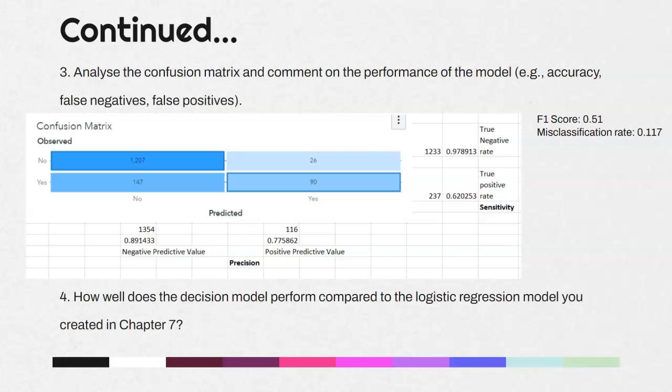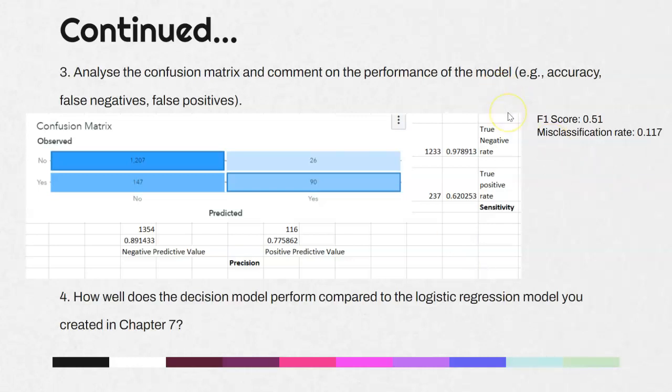After looking at this, we thought, how well does the decision model perform compared to the logistic regression model that we created in chapter 7? When thinking about that, we thought that it performed pretty well. The logistic regression also performed well, but this one was a little bit better predictive than the logistic regression.